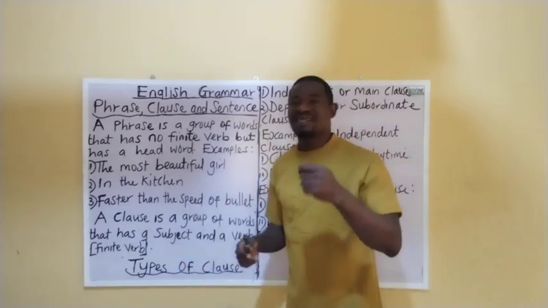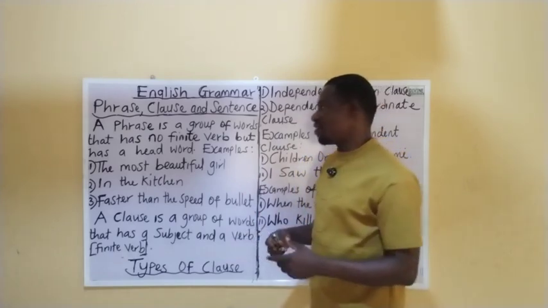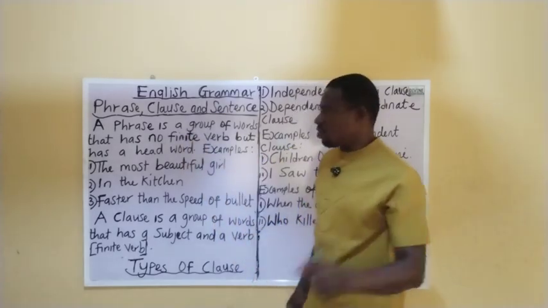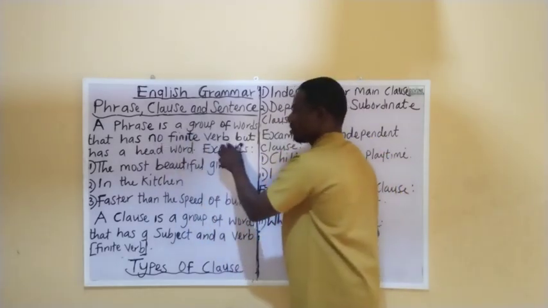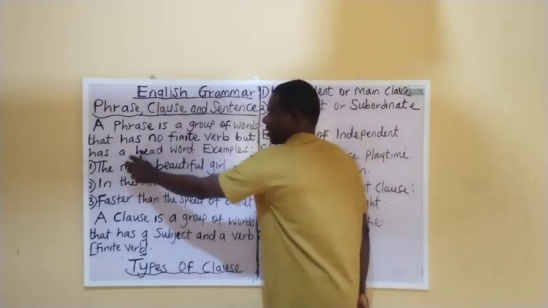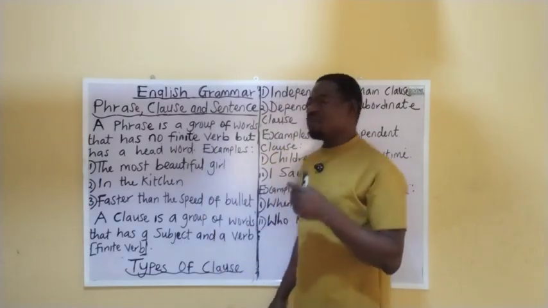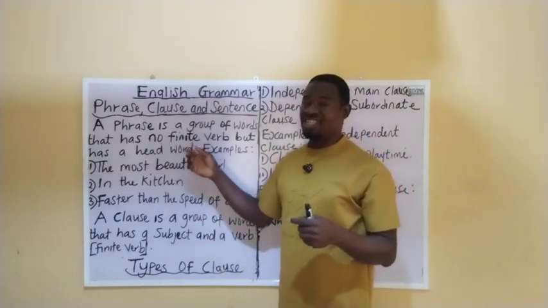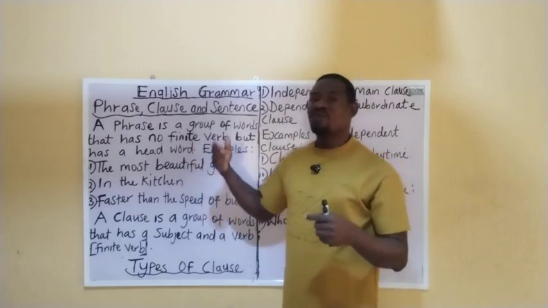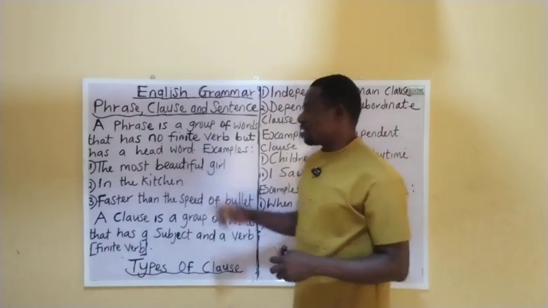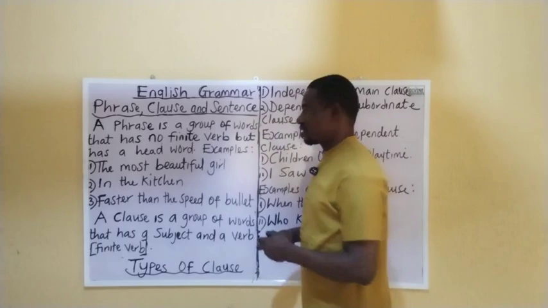So let's look at the features of a phrase. First, it's a group of words. Second, it has no finite verb. Then thirdly, a head word. Okay, fine. I've done a video on phrases in English, so you can actually watch the video on phrases in English on YouTube. So let's see examples of phrases.